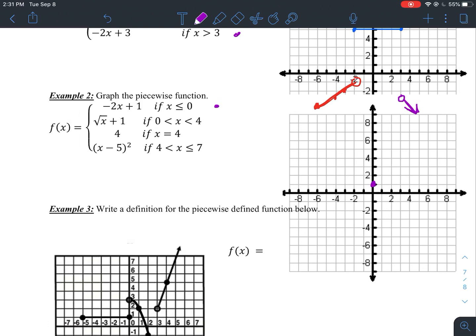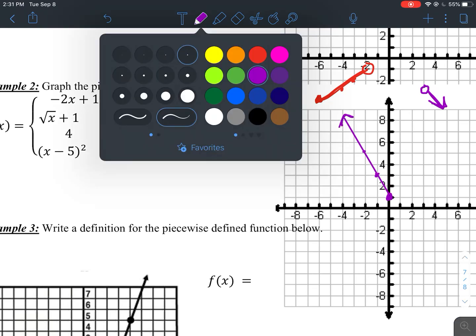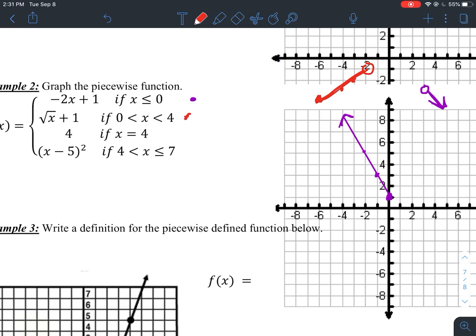You could put x's in, or you can recognize it's just a slope of negative 2. So instead of going down 2, right 1, I'm going to go up 2, left 1 until I know what that looks like. There's my first piece of my piecewise function.